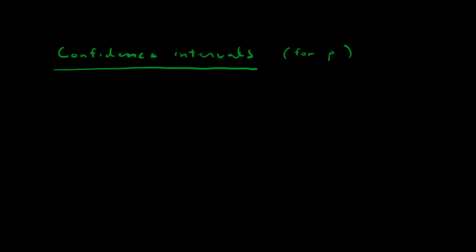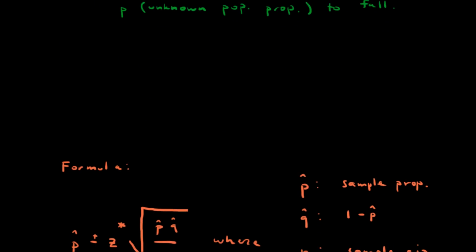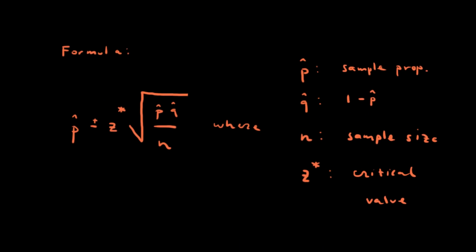This video is designed to help you make a confidence interval for a population proportion. The goal here would be to provide a range of values within which you expect P, which is just some unknown population proportion, to fall. There is a formula for this, and this formula is in your formula sheet.